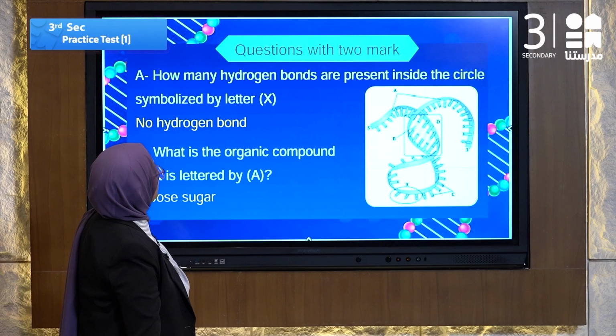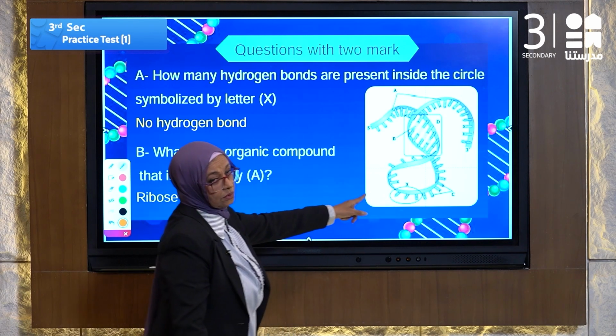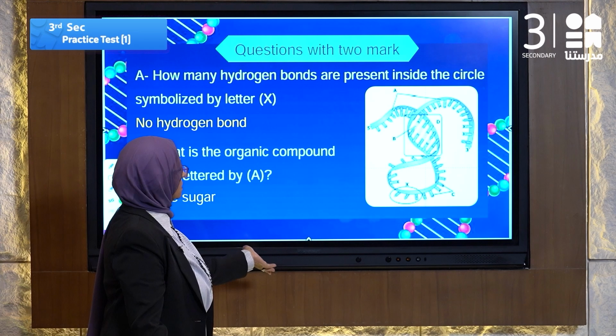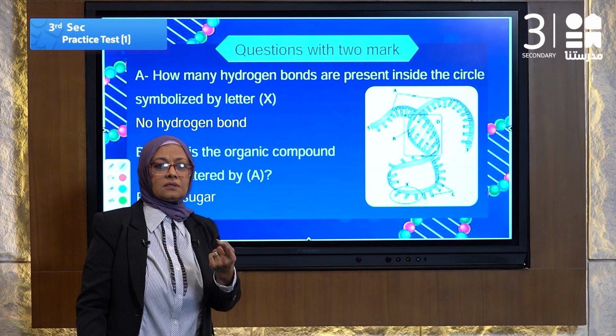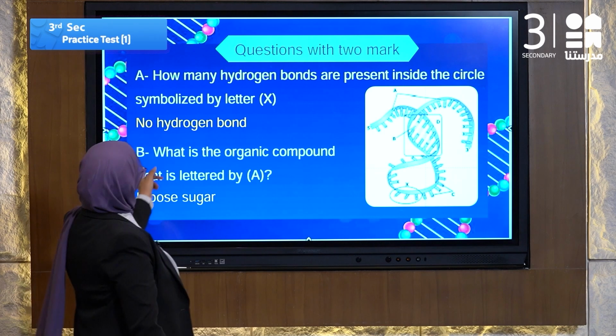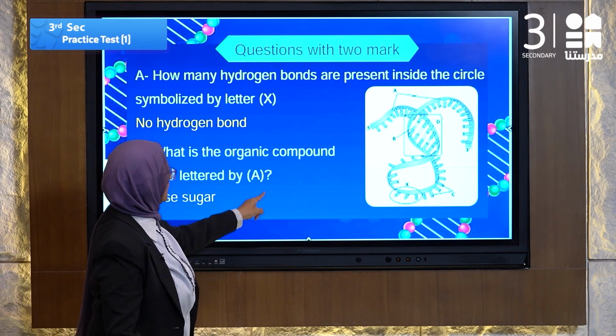How many hydrogen bonds present inside the circle symbolized by letter X? No hydrogen bond, because there is a single strand. Single strand has no hydrogen bond. What is the organic compound that is lettered by A?